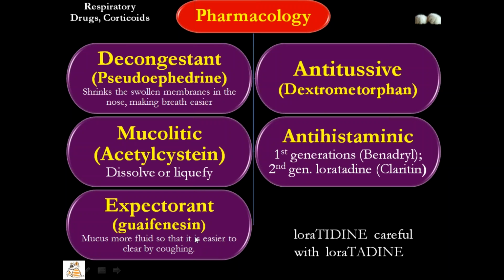Guaifenesin is an expectorant. So they are going to come together, for example, the dextromethorphan and the guaifenesin, and that is different presentations. That is the Robitussin.